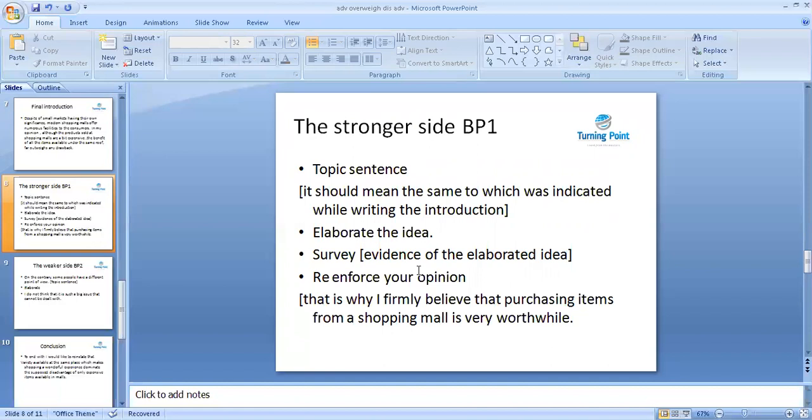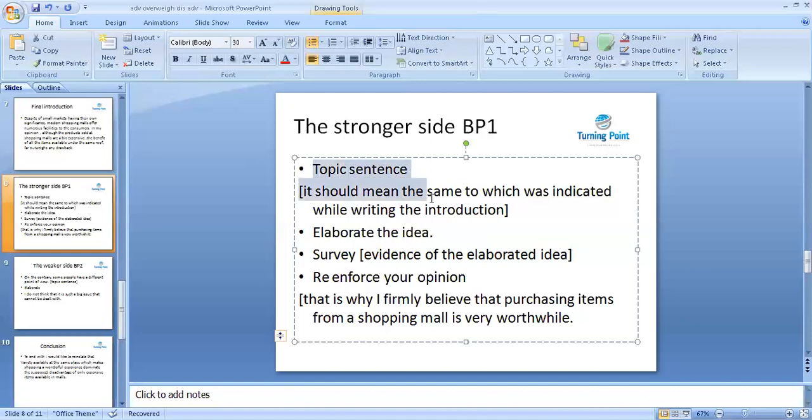Topic sentence will be that the main advantage of doing shopping from shopping malls is that all the variety is available at the same place. And then I will elaborate the idea. So guys, when I'll be elaborating the idea, I will ask some questions to myself, or I will ask some questions to this topic sentence, and the answers which I will get is the elaboration of your body paragraph 1.